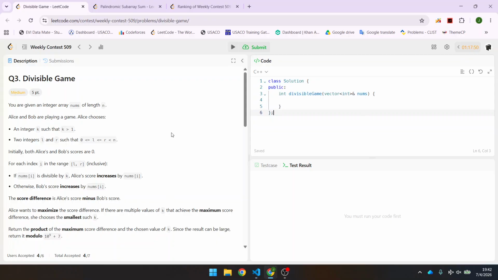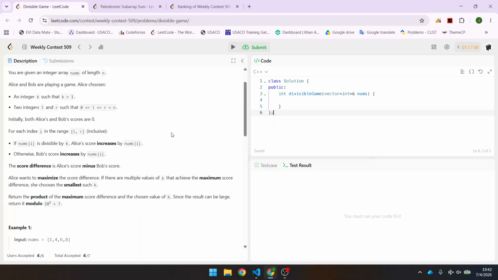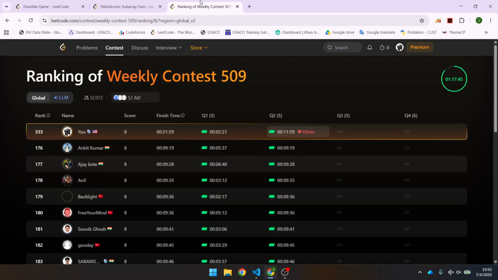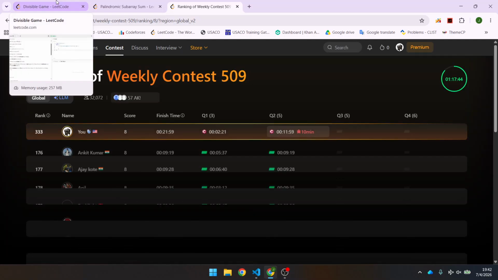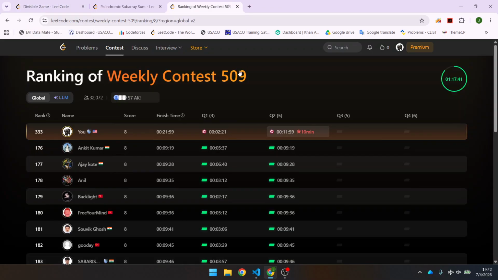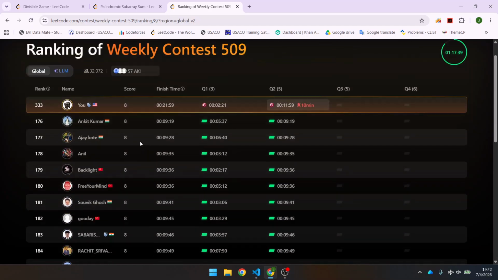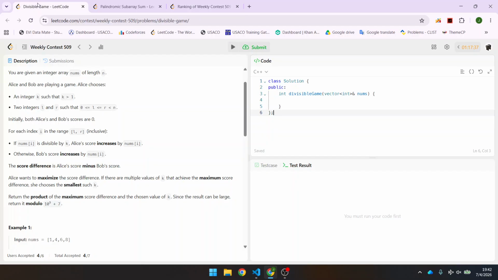The divisible game. You are given an integer array nums of length n. Alice and Bob are playing a game. Alice chooses... How am I doing? 10 minutes, 20 minutes. Okay, so I got through that quite fast.